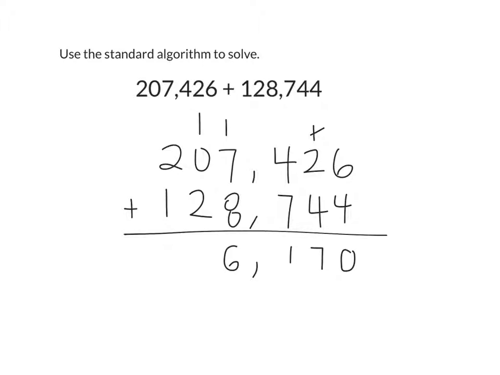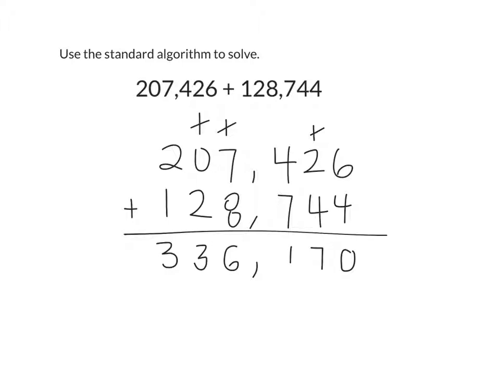Okay, I have 10,000, and I want to add 2 more. How many 10,000s do I have? 3 10,000s. Very good. Okay, I have 200,000 and I want to add one more 100,000. What do I have altogether? 300,000. Okay, so our answer is 336, comma 170.